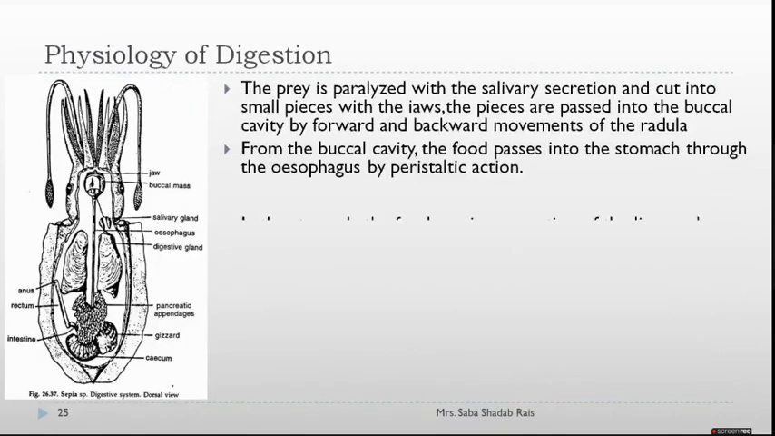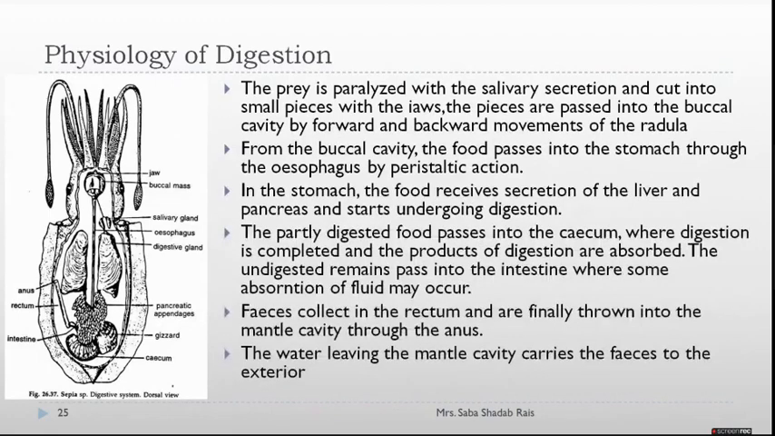So let us talk about the physiology of digestion. Now this is something very interesting to know. We all have learned the habits of the sepia. We know that the sepia is carnivorous, and it feeds on crustaceans and other mollusk species.